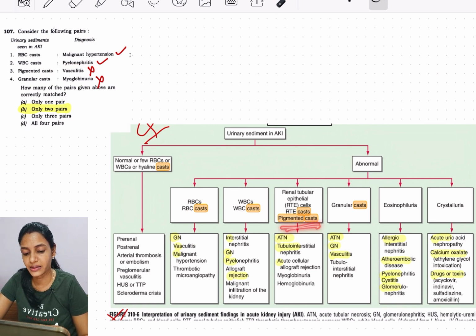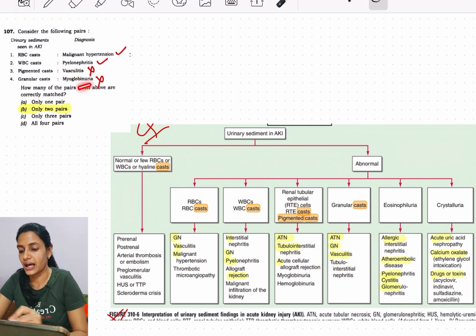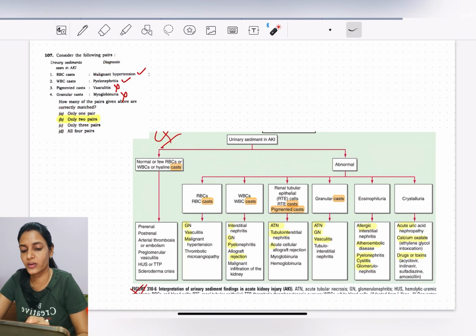Pigmented casts are seen in acute tubular necrosis, tubulointerstitial nephritis and rejection, myoglobinuria, hemoglobinuria. They are saying vasculitis. No, in vasculitis we see granular cast, and in myoglobinuria just now we saw the pigmented cast. So 3, 4 are wrong. So of the following pairs, only 2 pairs are true in this statement.